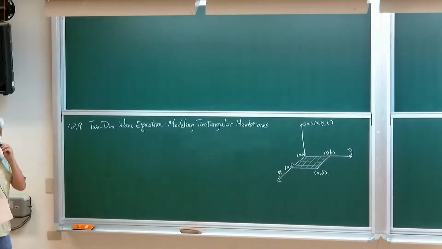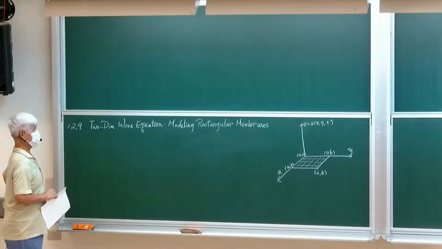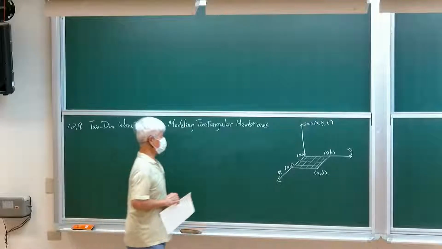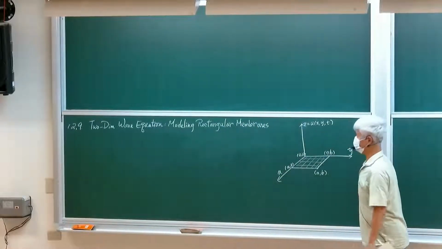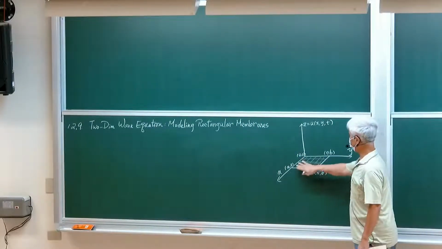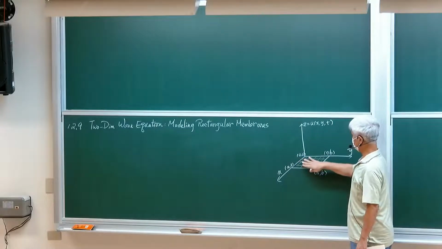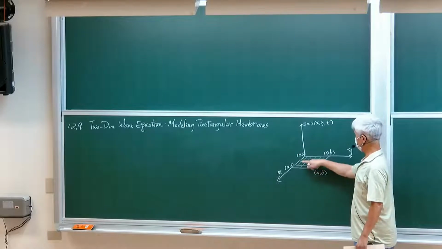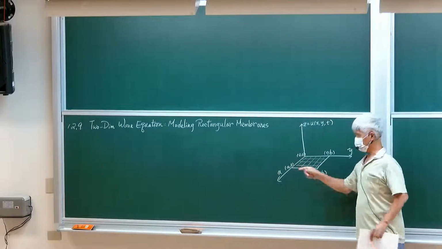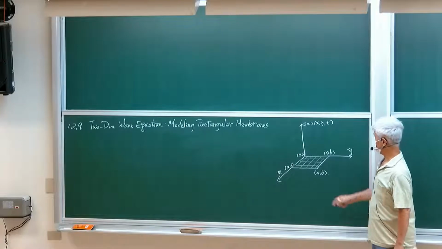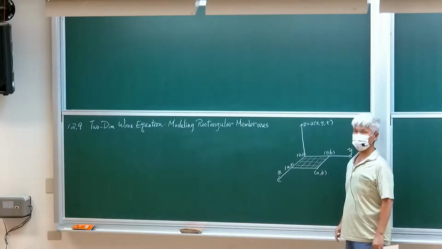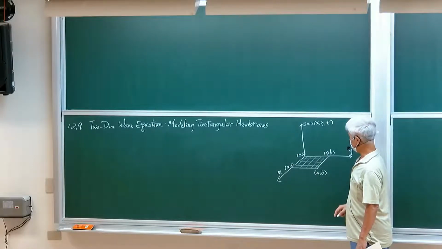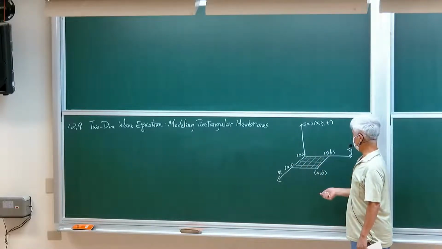Okay, so today we will talk about the two-dimensional wave equation. This is the wave equation to describe a membrane sitting on the xy plane here. You can think about it as a conventional membrane, with width A and length B.